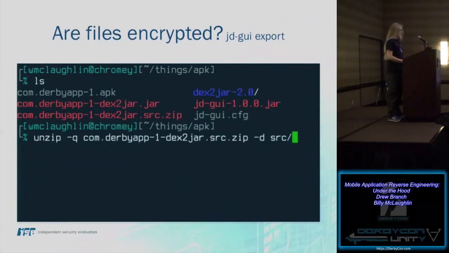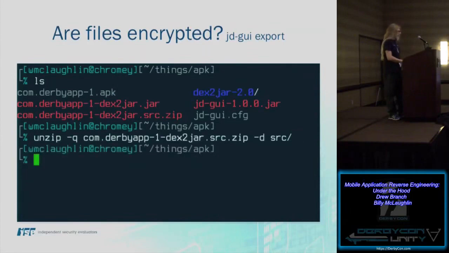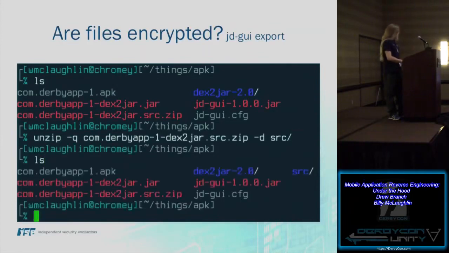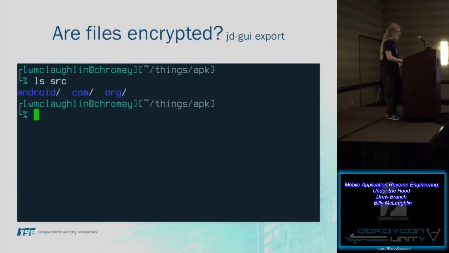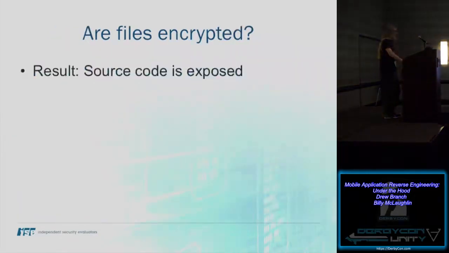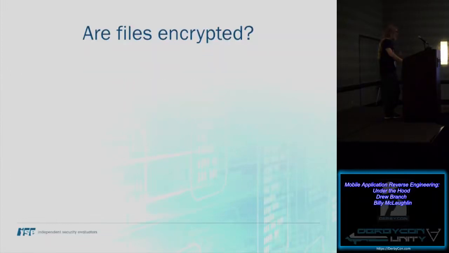So we need to unzip this using the simple unzip command, quietly, the Q flag, our new zip file, specifying a destination of the source directory. So you see we have a source directory on the right, and just to make sure it's not empty, there's some stuff in it. So we're good. So now we have some source code that we can look at, right?